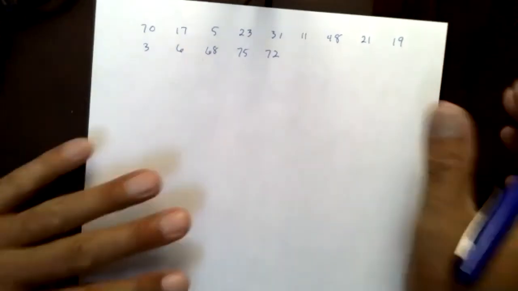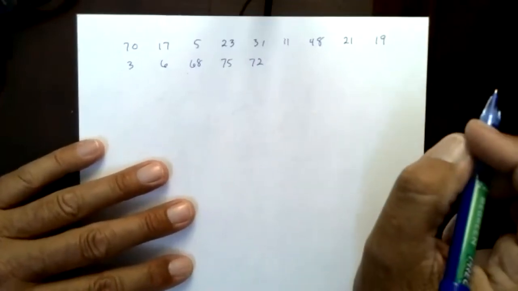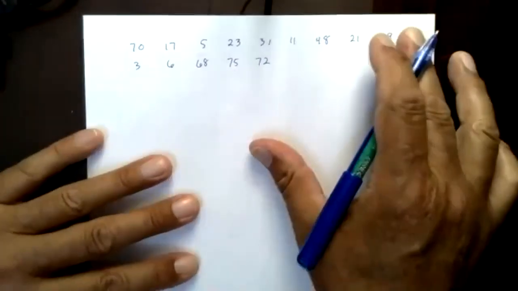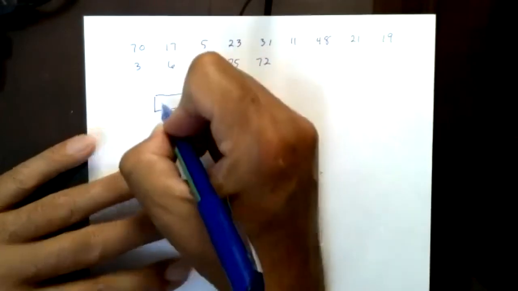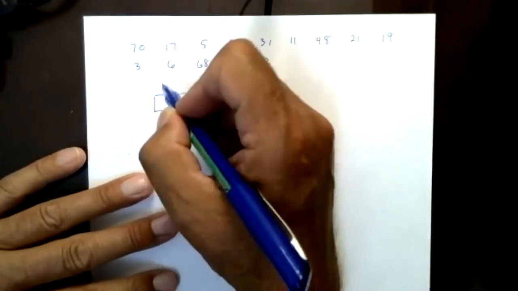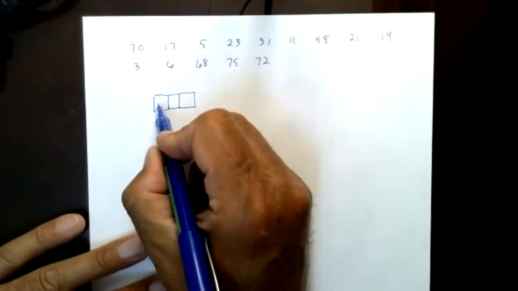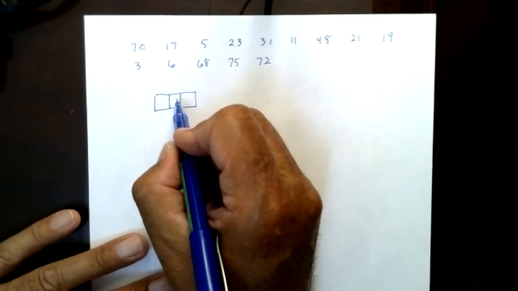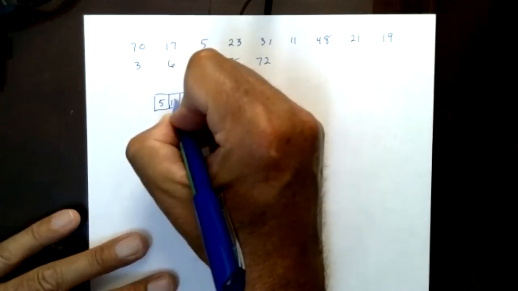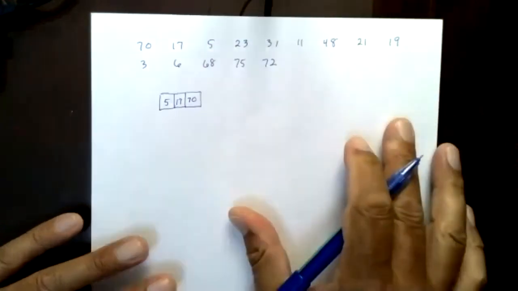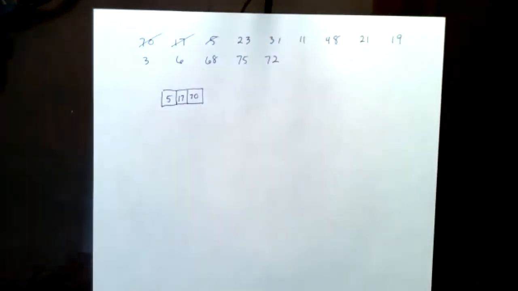I should do this in pencil in case I mess up, but I think it's easier to see in pen. I put in the 70. Then I put in 17. It's going to move the 70 over. Then I put in 5. So after the first 3 moves, I should be at something that looks like that. Put in the 70, the 17, and the 5, and I get that.